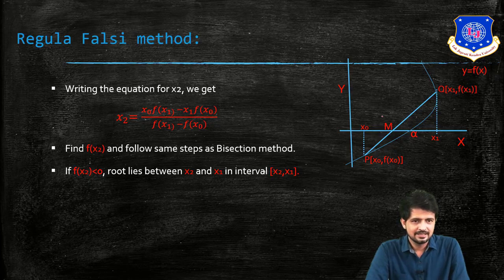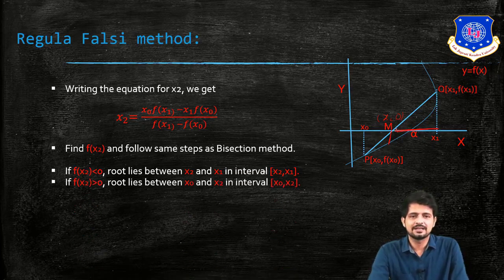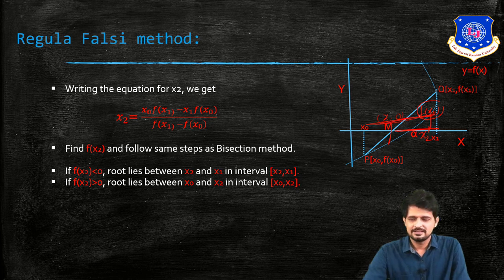Here you can see this is my x2, this is my x2, 0. So f of x2 will be here, and f of x2 will be less than 0. If f of x2 is less than 0, I can say my root lies between these two values, x2 and x1. But what if my f of x2 is greater than 0? If I am getting my x2 here, my f of x2 will be located here. This is my x2, this is my f of x2. So we can say our root lies between x0 and x2. Is it clear?